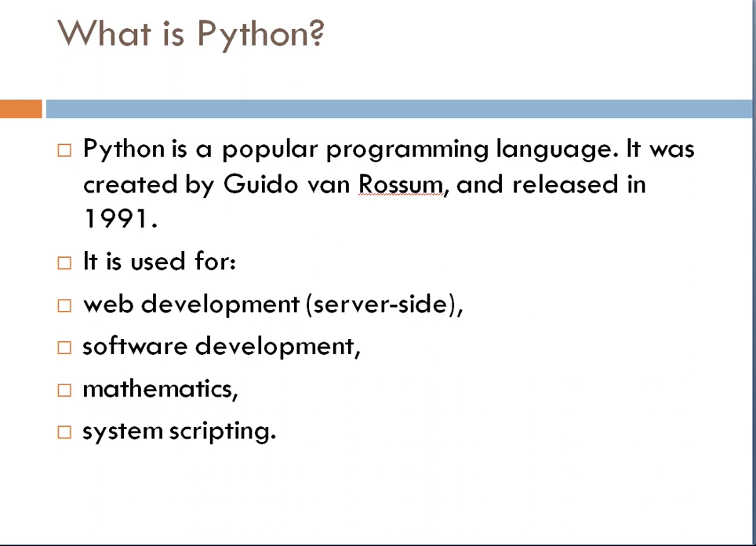It is used for web development, that is server side, and there are basically two types: one is server side and another is client side. Client side means what we use on our system. We are the clients and we send the request to the server, and the server responds to our request. So Python is a server-side language. It is also used for software development, mathematics, and system scripting.